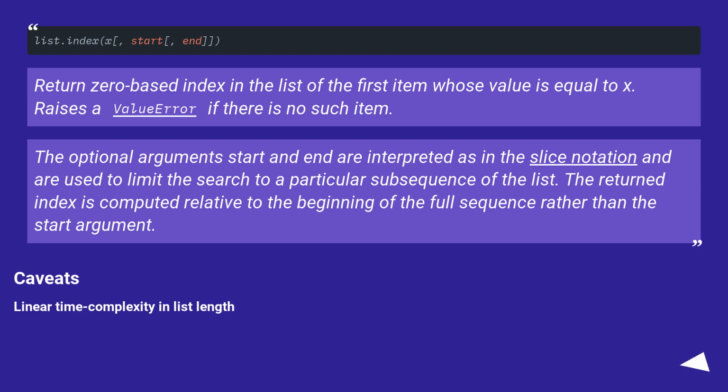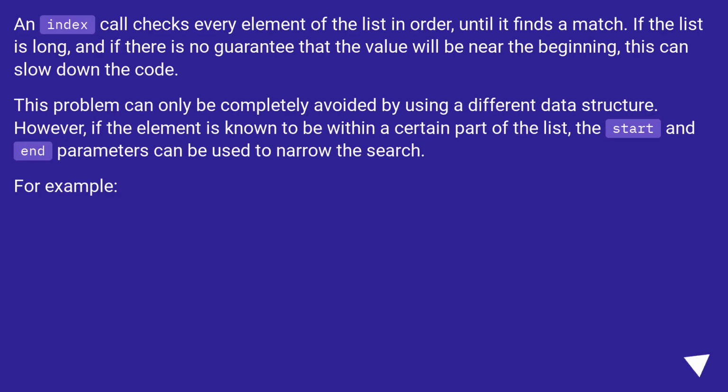Caveats: linear time complexity in list length. An index call checks every element of the list in order, until it finds a match. If the list is long, and if there is no guarantee that the value will be near the beginning, this can slow down the code. This problem can only be completely avoided by using a different data structure.